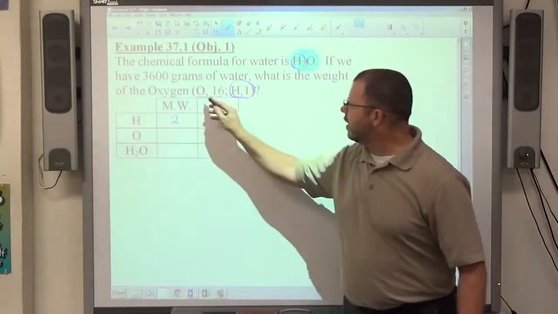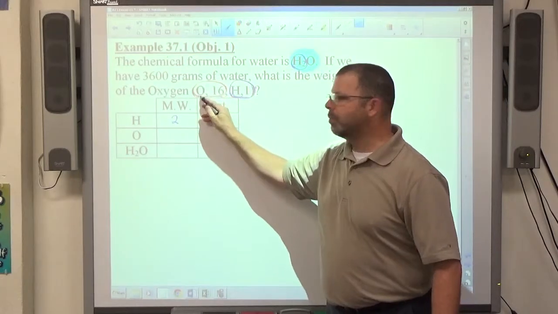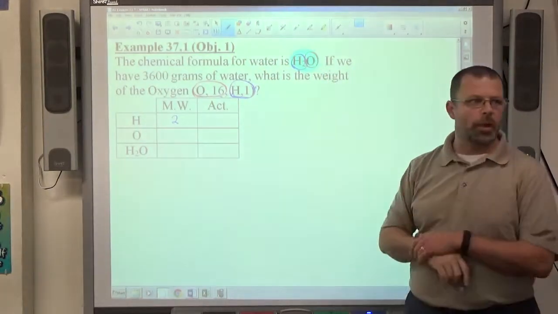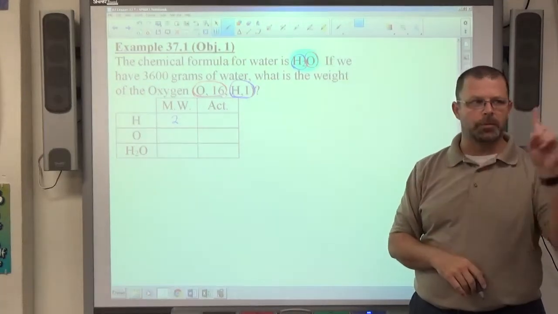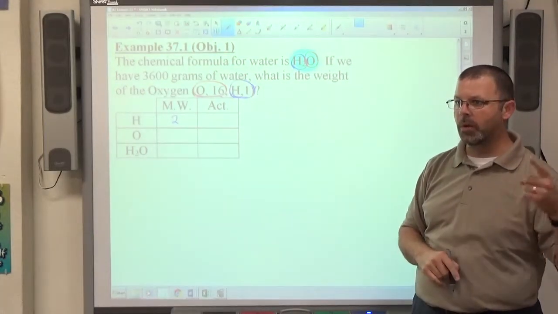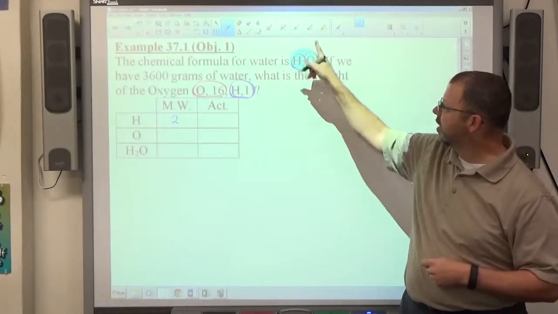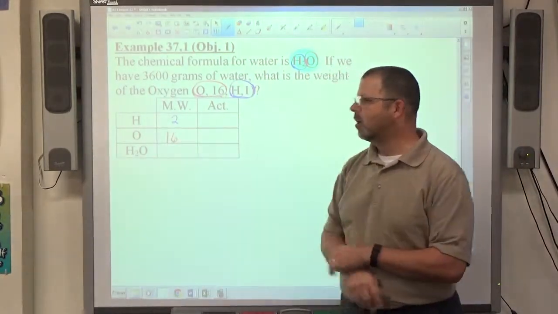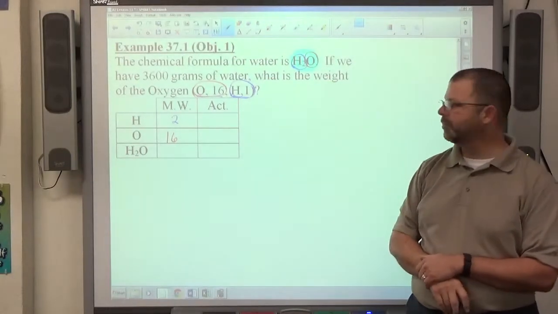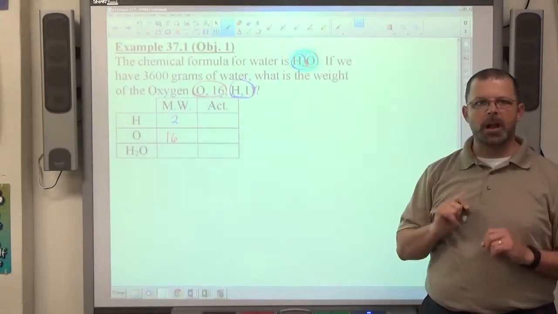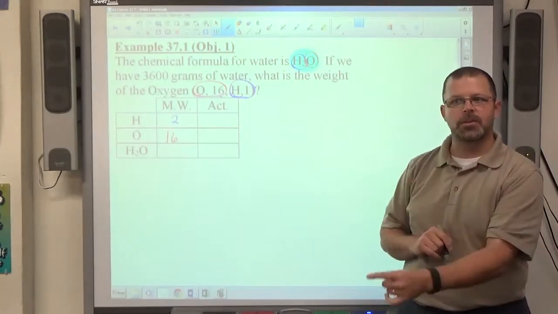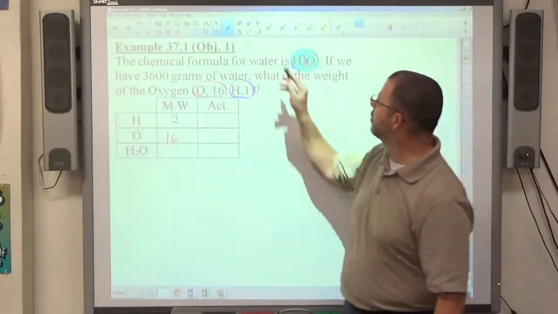O is oxygen. Oxygen weighs 16 moles per atom, and the chemical formula says we have 1 atom of oxygen. So no subscript implies 1 atom. So 1 atom of oxygen times each one weighs 16 makes total weight of 16 moles for the amount of oxygen weight. So that means every molecule of water, if we were to pick it up with our microscopic tweezers, stick it on a microscopic scale, it would register as 18 moles.